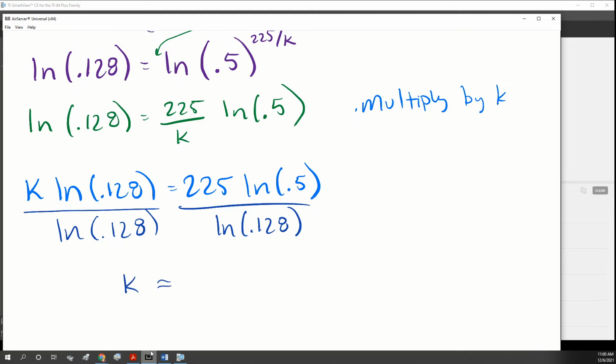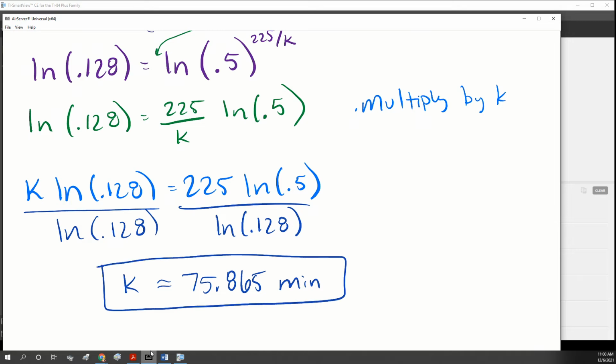Okay, and that is going to give us that k is approximately 75.865. What should the unit of our half-life be? This one is minutes, yeah. So half-life is always going to have a time as its unit.